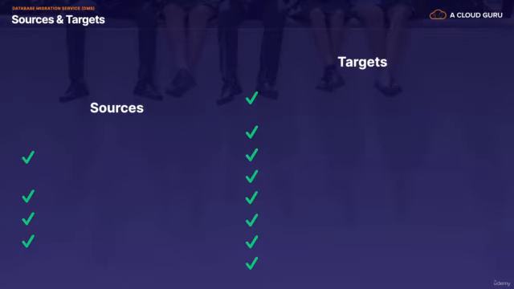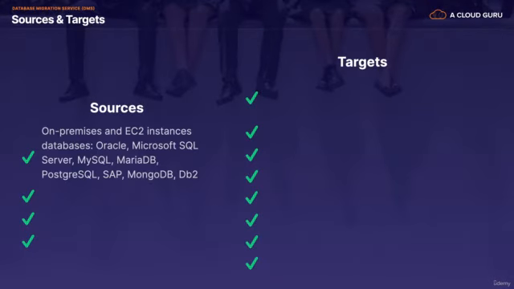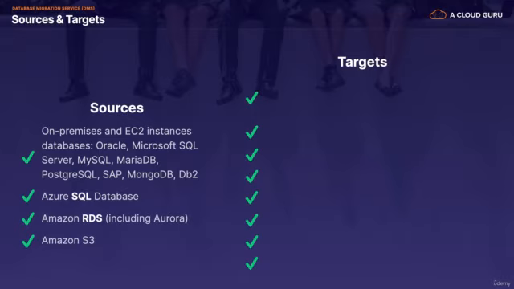If we have a look at our different sources and targets, our sources can be on-premise and EC2 instance databases. So we can have things like Oracle, Microsoft SQL Server, MySQL, MariaDB, PostgreSQL, SAP, MongoDB, and DB2. We can also have a source from Azure itself, so we can have Azure SQL databases. We can also use Amazon RDS, including Aurora, as a source, and we can even migrate data from Amazon S3.